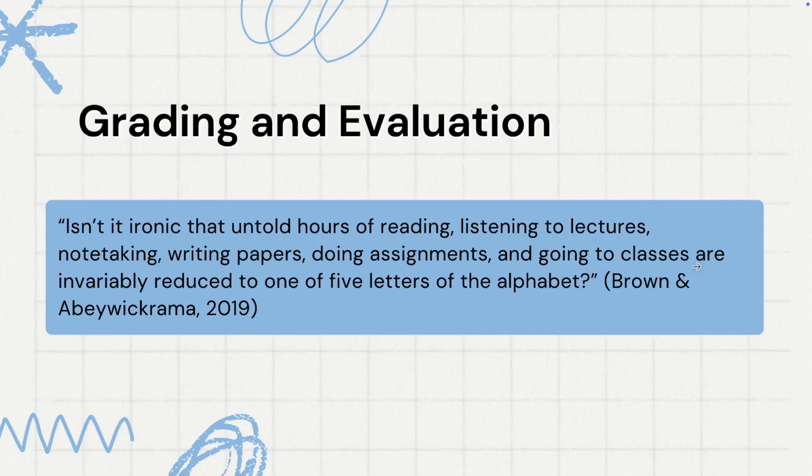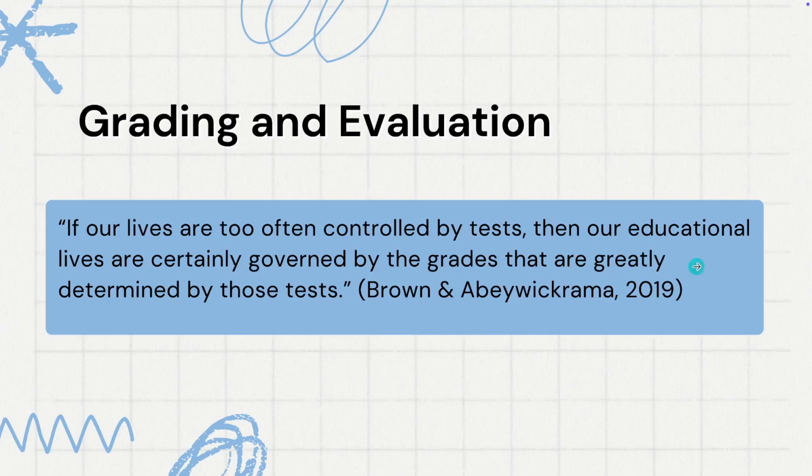So I have 3 quotes from the book that I'd like to share first. First one: isn't it ironic that untold hours of reading, listening to lectures, note-taking, writing papers, doing assignments, and going to classes are invariably reduced to one of 5 letters of the alphabet? Okay, second: if our lives are too often controlled by tests, then our educational lives are certainly governed by the grades that are greatly determined by those tests. And I think we're all familiar with that here in Taiwan. Life often comes down to what your score, what your grade was.